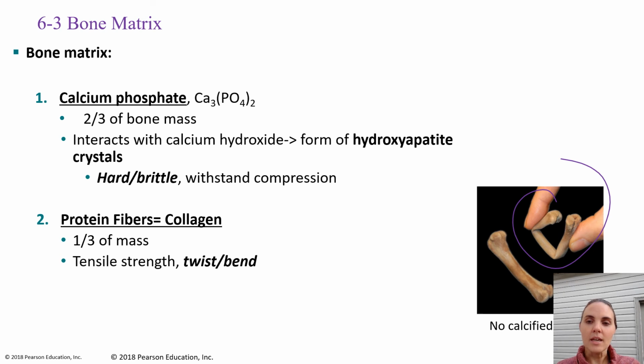To simulate what it would be like without the collagen fibers, you can take the bone and bake it for an extended period of time. The results aren't quite as impressive as the removal of the calcium, but it will give you a little bit of an idea of how light and brittle the bone can become.